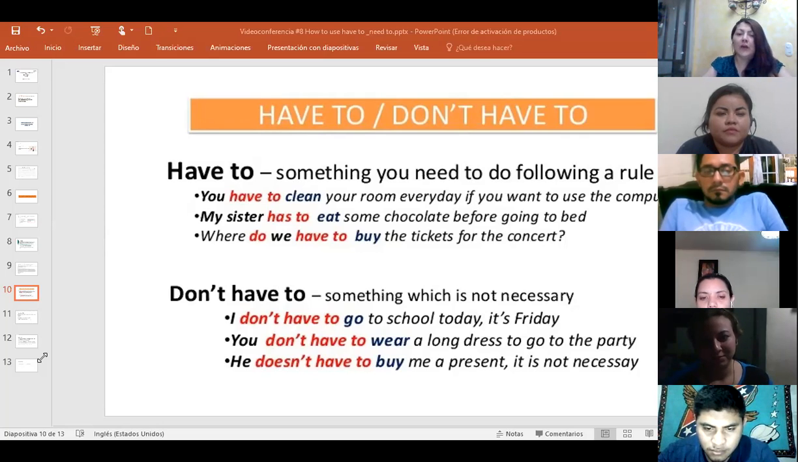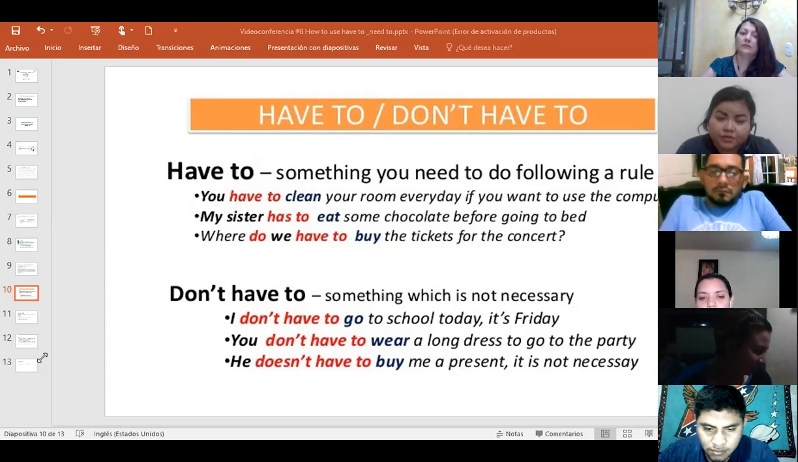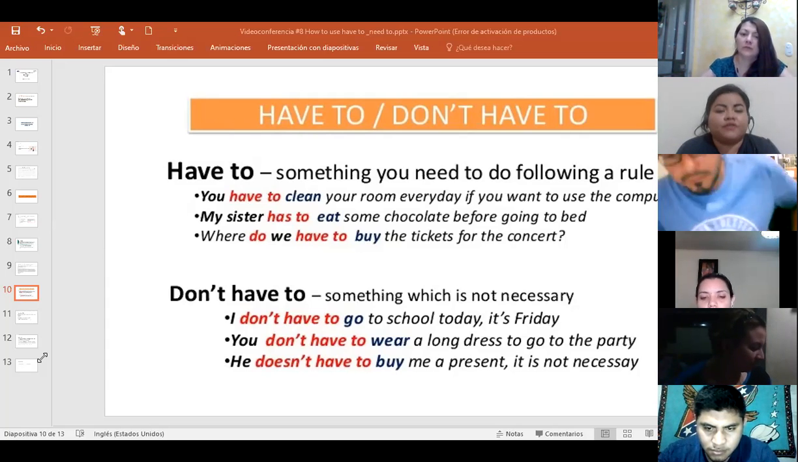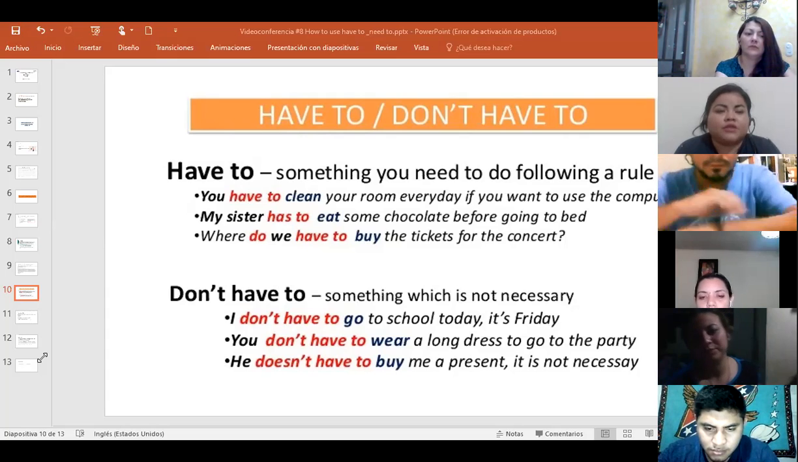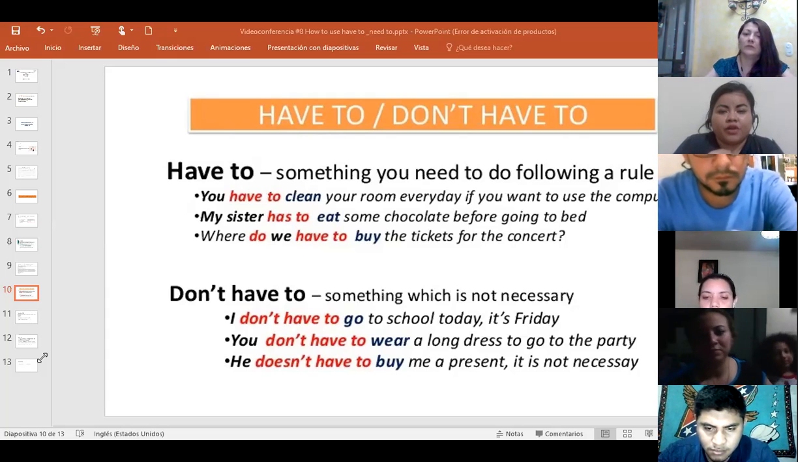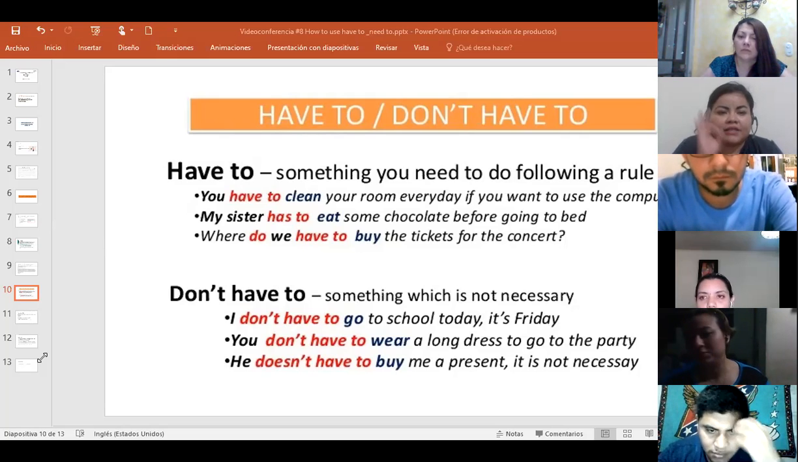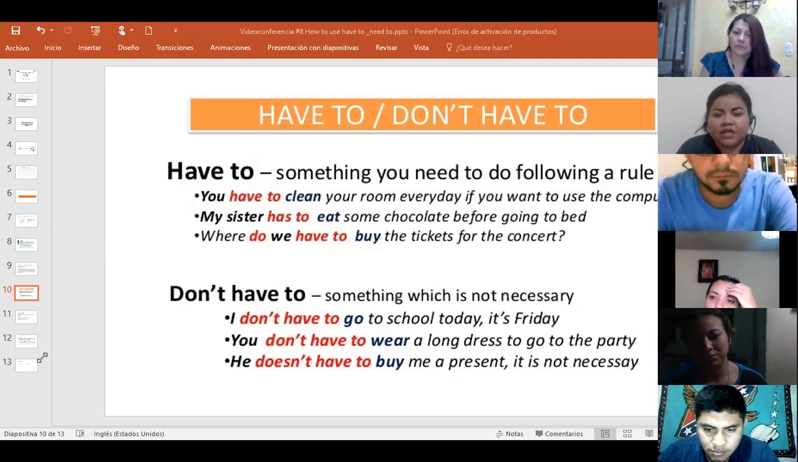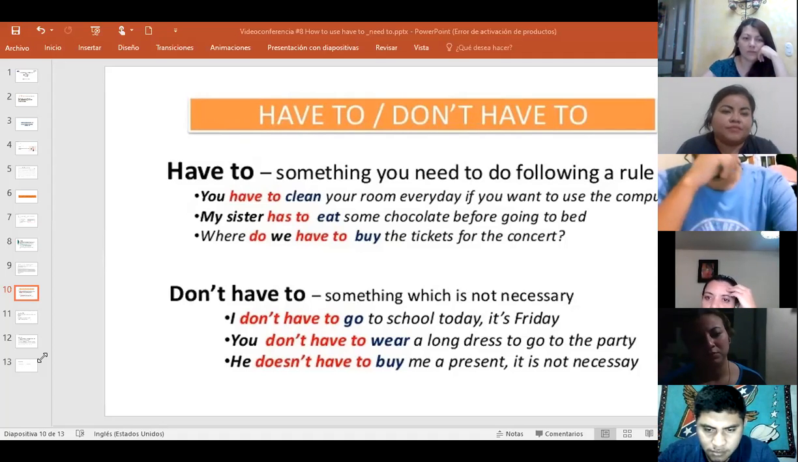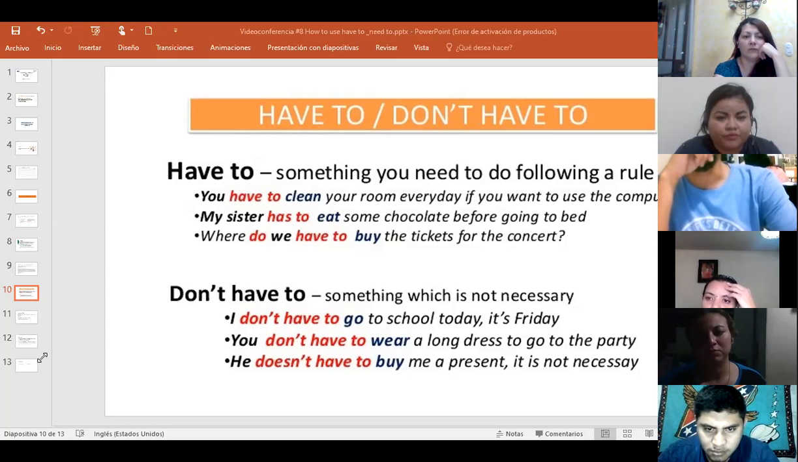I have to use the computer in the virtual session. Very good. That is one rule. In my work, one rule is that I have to finish my class at 10:11. Okay. Another rule is that I have to send my classes on Mondays. That's another rule for me.